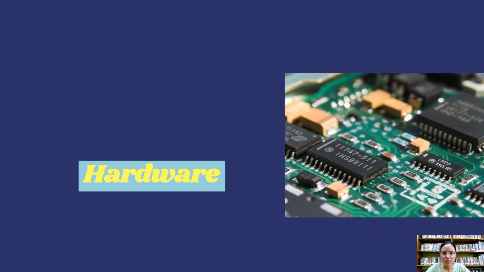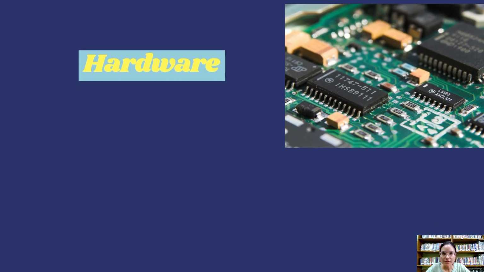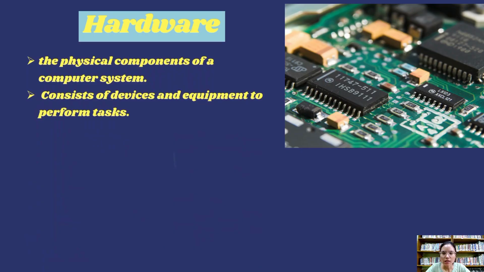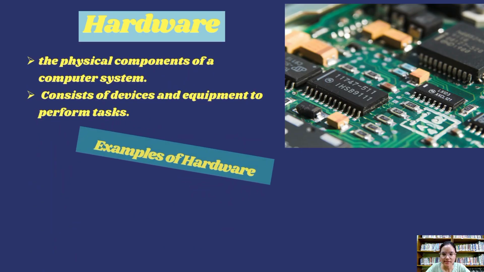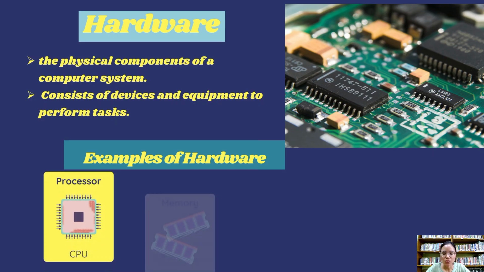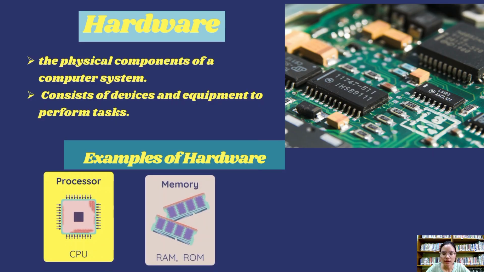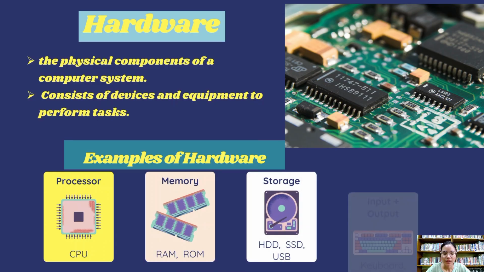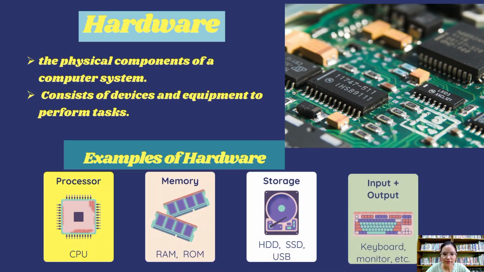So hardware refers to the physical component of a computer system, and it consists of devices and equipment to perform tasks. So here are some key components of hardware: CPU, central processing unit, and memories, RAM, storage, and input and output devices. So for the first, types of main memory.